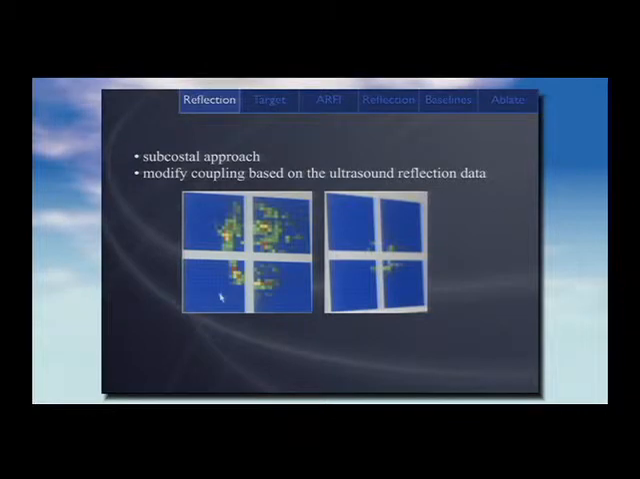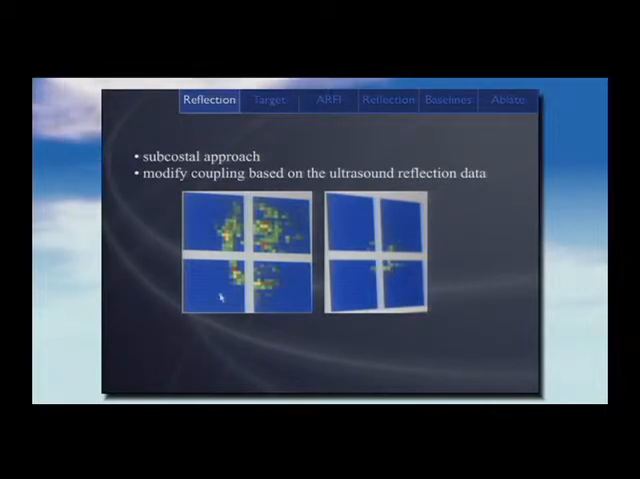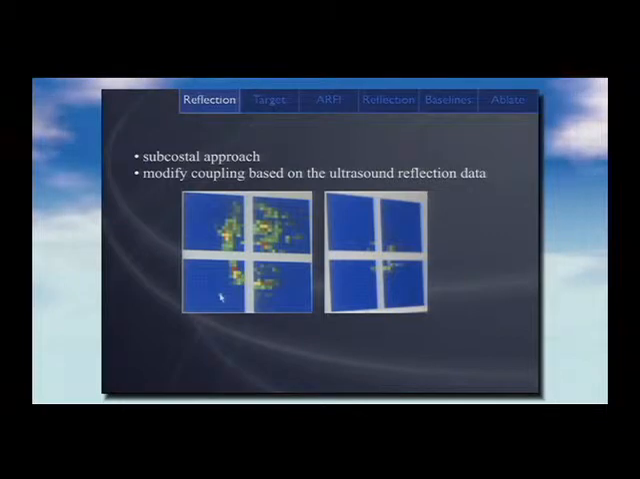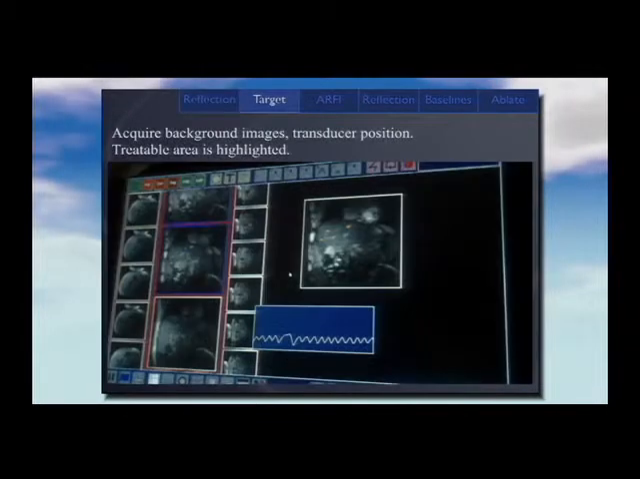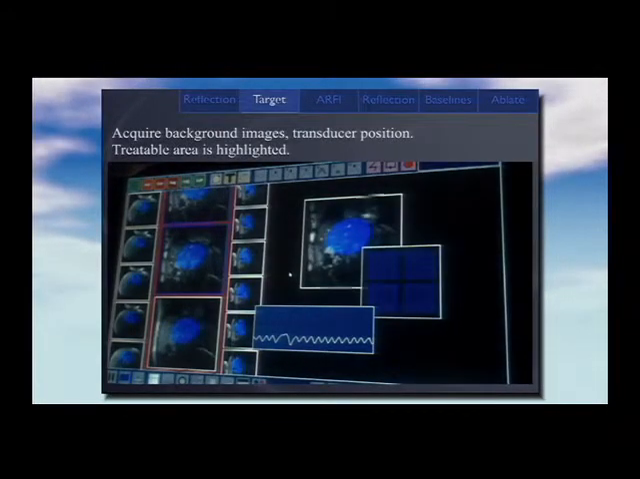The first thing we did was modify the coupling based on the reflection data. And so you see 2 images here. And the first one, the reflection data, is showing you that there's quite a lot of reflection because you'd really like it to be all in blue. And when that happens, then we're just not coupling very well. And so we'd go back and reposition the transducer to get better coupling and get something like you see on the right.